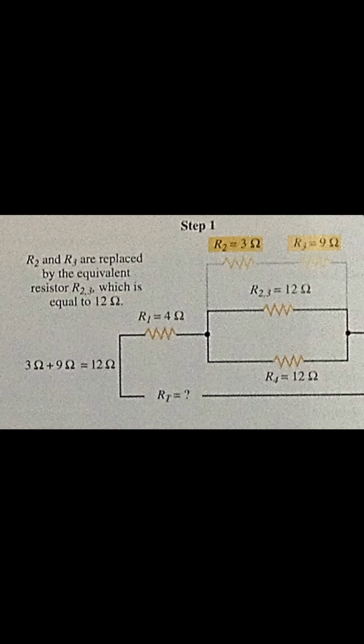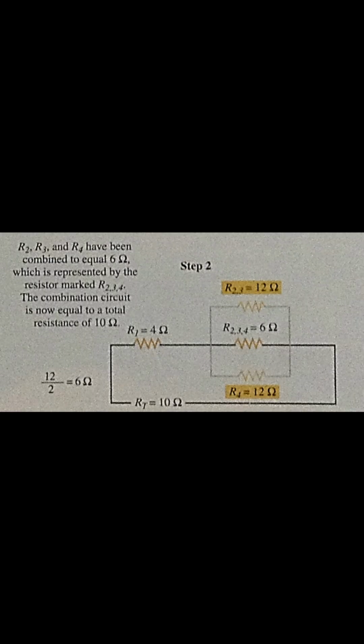Resistor 4, 12 ohms, is in parallel with Resistor 23, which is 12 ohms. When the resistors are combined using the equal resistances method for parallel circuits, you create an equivalent resistance of 6 ohms. This equivalent resistance is noted as R234, bottom of figure 8-2. All that is left then is a simple series circuit with a total resistance value of 10 ohms.